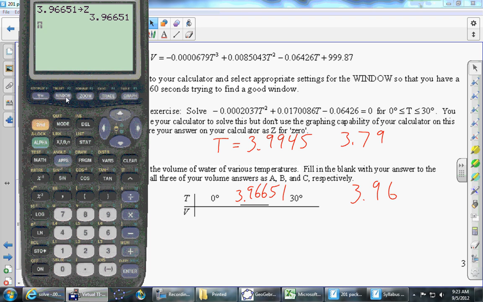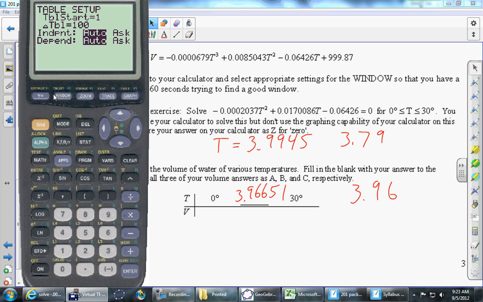If you go into, first I'm going to go into table set, which is this yellow button right above window. And I'm going to make a change here. I'm going to scroll down to the independent, and I'm going to change it to ask. So just highlight the word ask and hit enter. Doesn't matter what the top two numbers say for this. And what that's going to do is allow me to type in these particular values of t as opposed to a list, like 10 degrees, 20 degrees, 30 degrees, some orderly list.